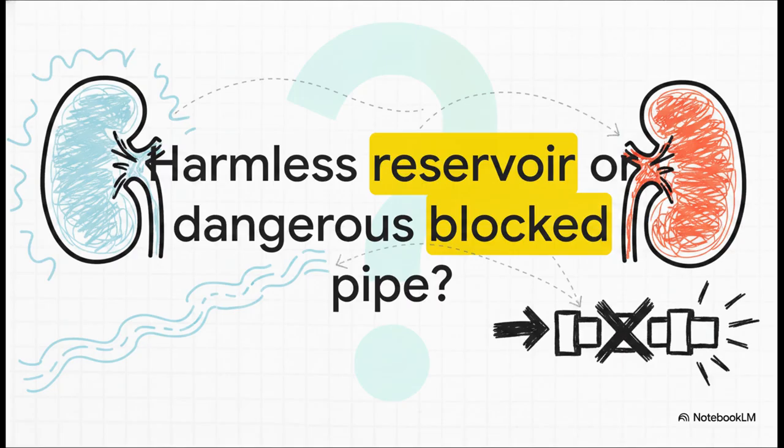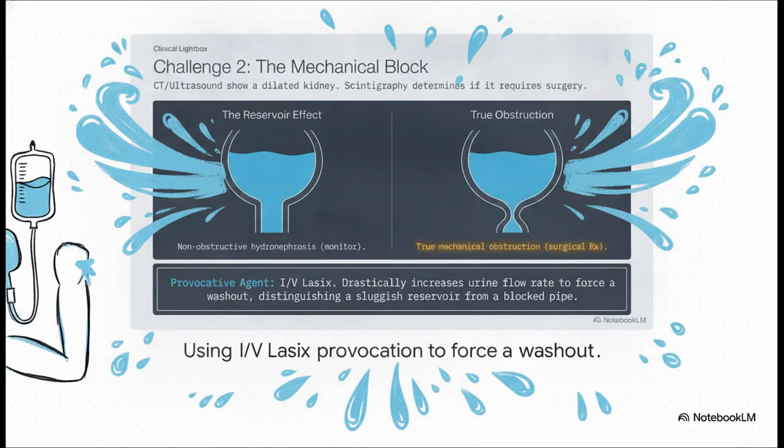So our job is to figure out, is this dilated kidney just a stretchy, harmless reservoir from some old issue, or is there a true, dangerous mechanical obstruction blocking the urine that needs surgery right now? To solve this one, we use a totally different kind of chemical provocation. IV Lasix. It's a very powerful diuretic.